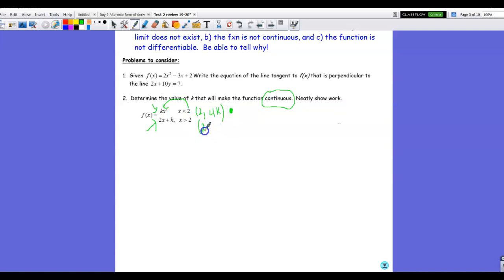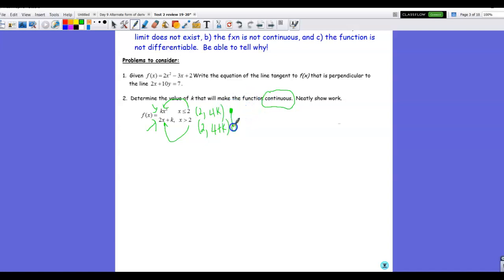I'm going to do the same thing with the x value of 2, my breaking value. I'm going to substitute it into x. 2 times 2 is 4, and 4 plus k is 4 plus k. And then because I do not have an equal to, I have an open circle. So right now, my function is possibly not continuous.